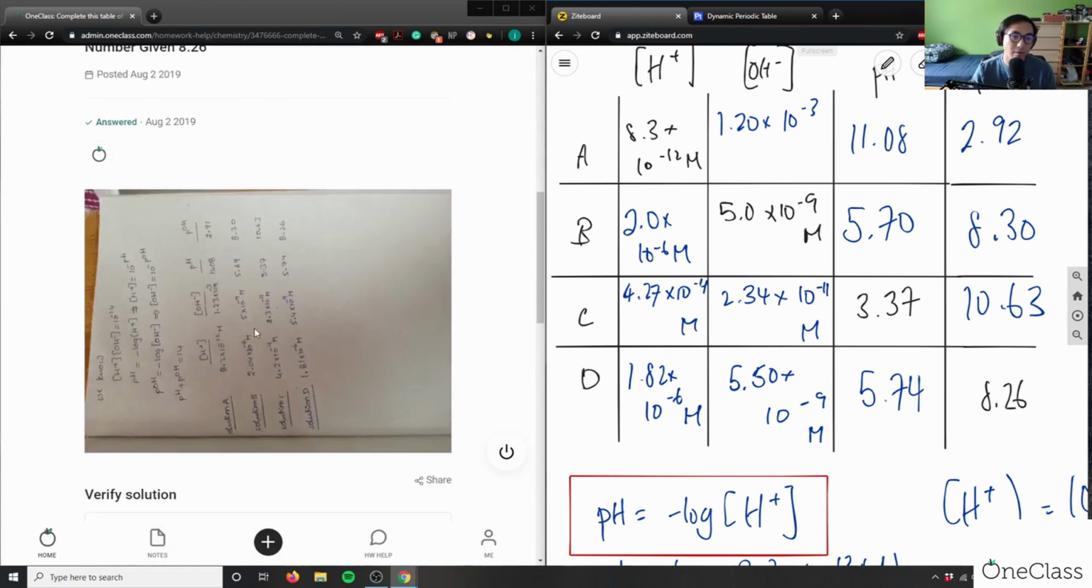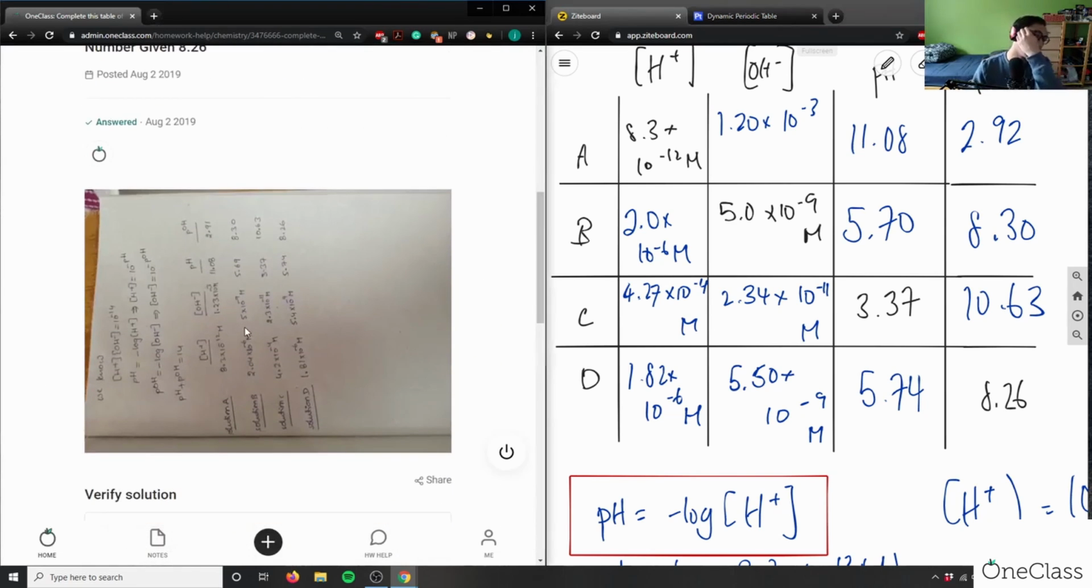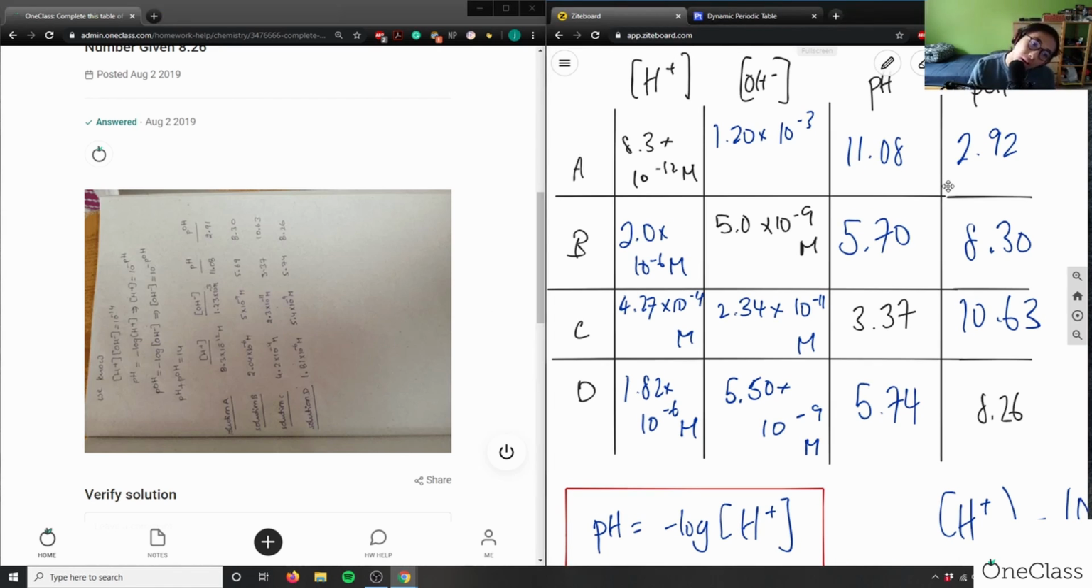It's kind of wonky because I can't really see it, but let me just verify my answers real quick. This here is 1.23 times 10 to the negative 3. They wrote 1.20. Oh no, 1.23. That's good. 11.08, 2.91. I have 2.92. That's close enough. 2.0 times 10 to the negative 6. That's good. They gave you this 5.69, 5.70, and 8.30. That's good.